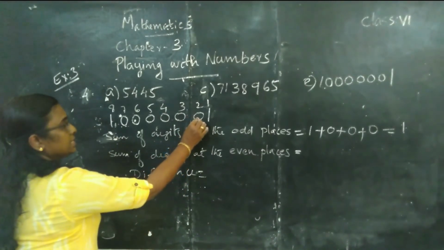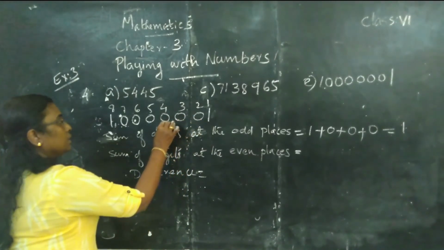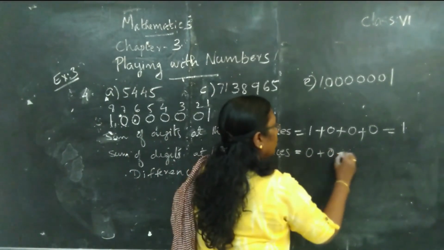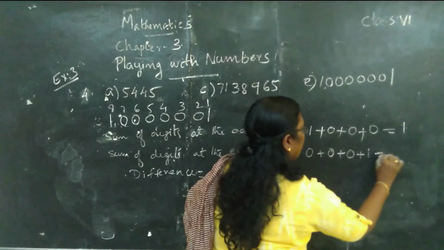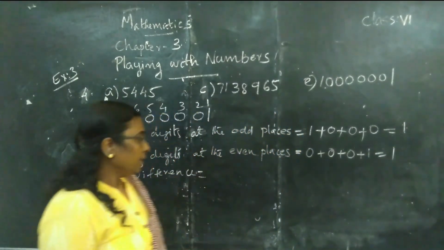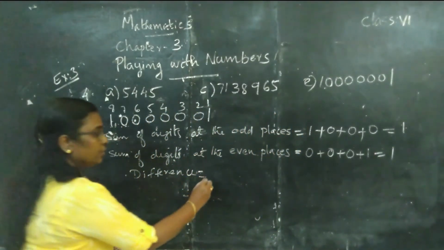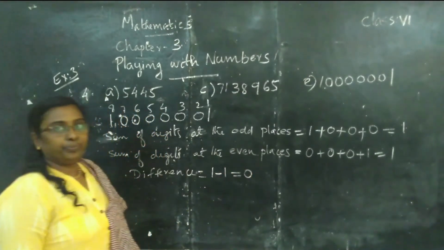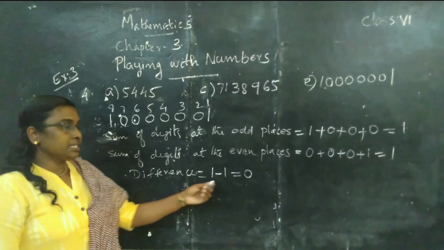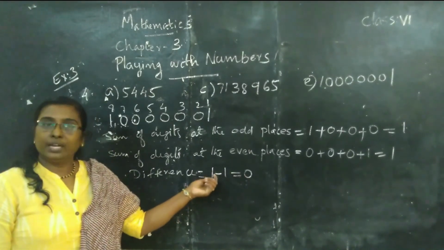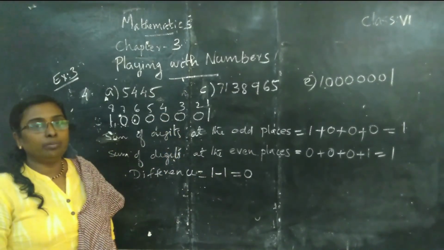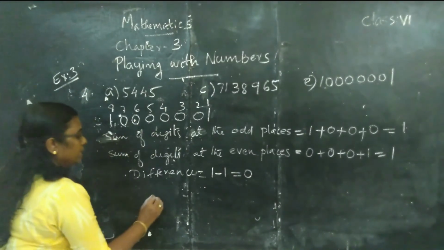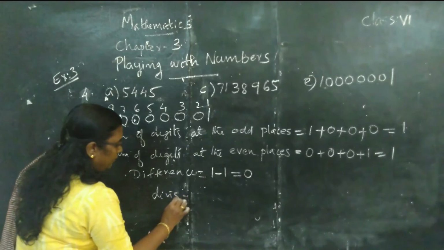Then find the sum of digits at the even places. The digits are 0, 0, 0 and 1. 0 plus 0 plus 0 plus 1. The answer is 1. Then find the difference. The difference is 1 minus 1, which is 0. So we get the difference as 0. If the difference is 0, the given number is divisible by 11. Therefore, the given number is divisible by 11.